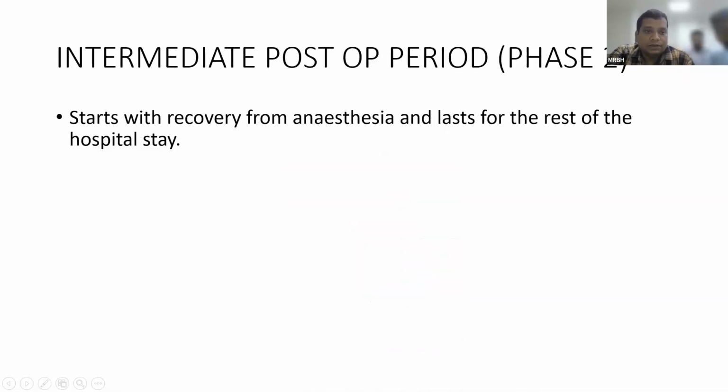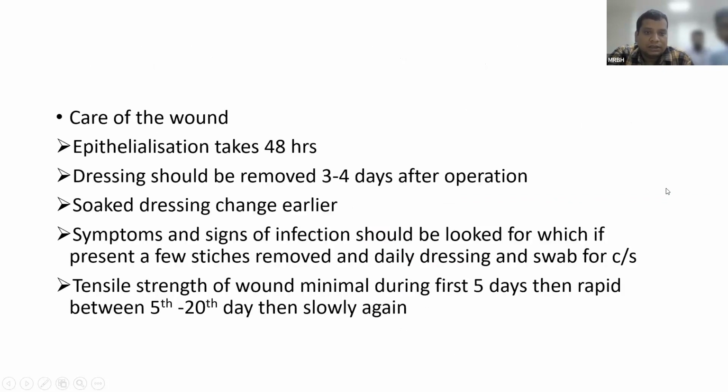The intermediate post-op period, phase 2, starts with recovery from anesthesia and lasts for the rest of the hospital stay. This includes care of the wound. Epithelialization takes 48 hours. Dressing should be removed 3 to 4 days after operation. A soaked dressing should be changed earlier. Symptoms and signs of infection should be looked for; if present, stitches are removed, daily dressing is done, and a swab should be sent for culture and sensitivity. Tensile strength is minimal during the first 5 days, then it gains rapidly between 15 and 20 days.